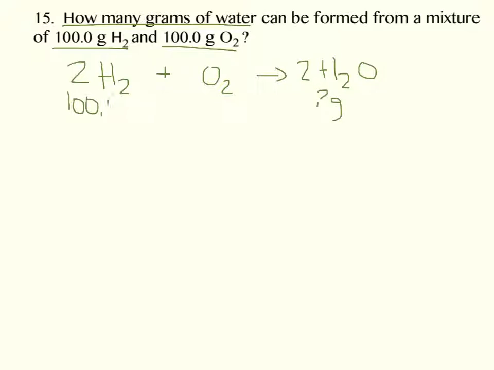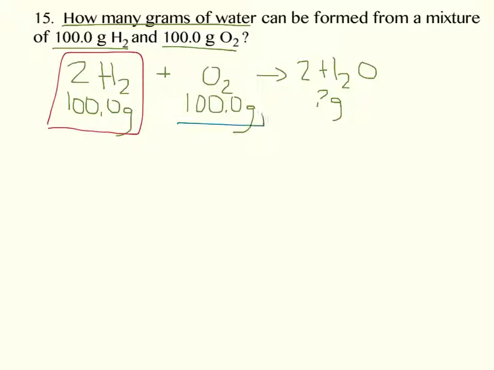100 grams of hydrogen, 100 grams of oxygen, and we're going to do 2 separate problems. One with the hydrogen and the other with the oxygen. Whichever one makes the smaller amount of water is the one that is possible. So for hydrogen, starting with 100.0 grams, I'm going to write H2 here so we don't forget which one we've got.